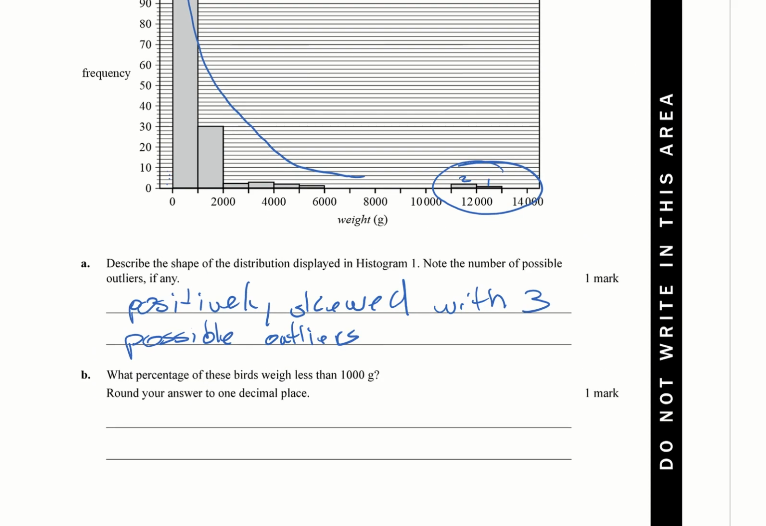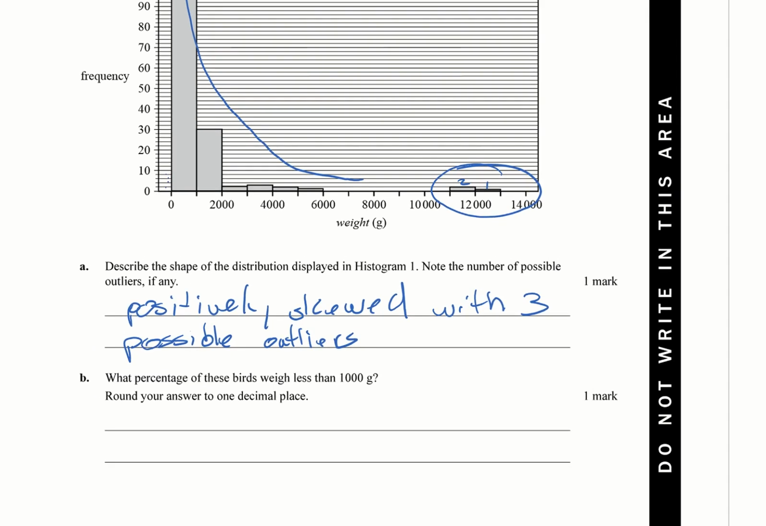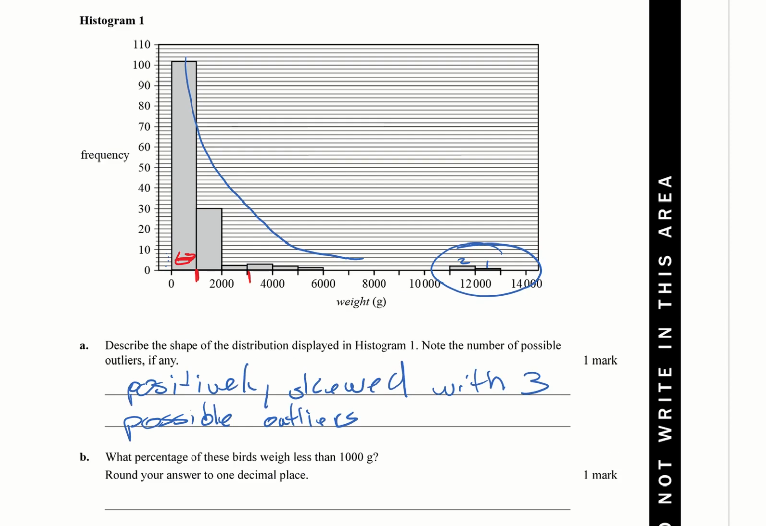Now, what percentage of these birds weigh less than 1,000 grams? Here's where you've got to be really careful. This is 1,000, this would be 3,000, etc. So we're looking at this number here. What percentage weigh less than 1,000? We go up here and we count to here, and that gives us 102.